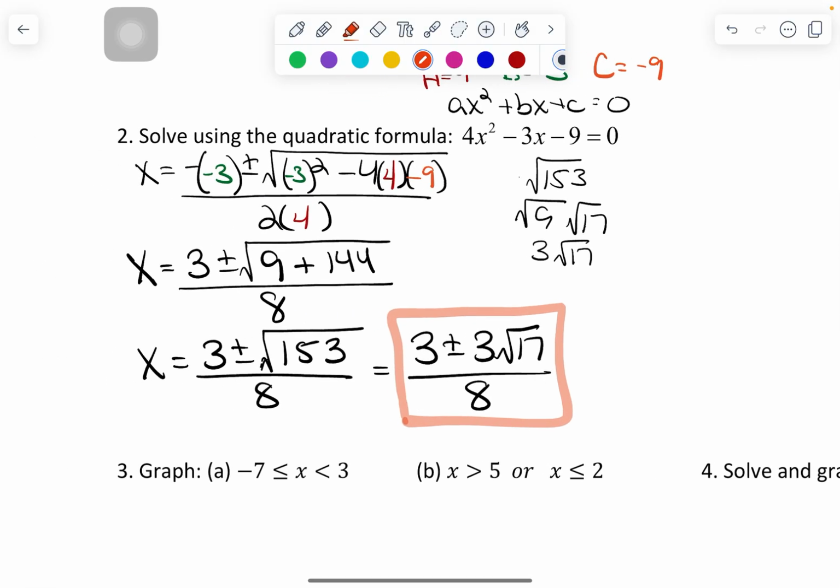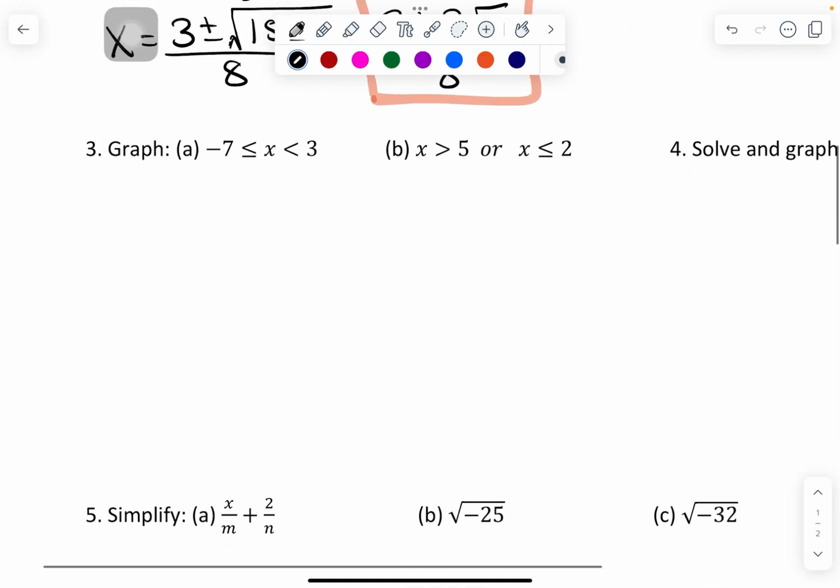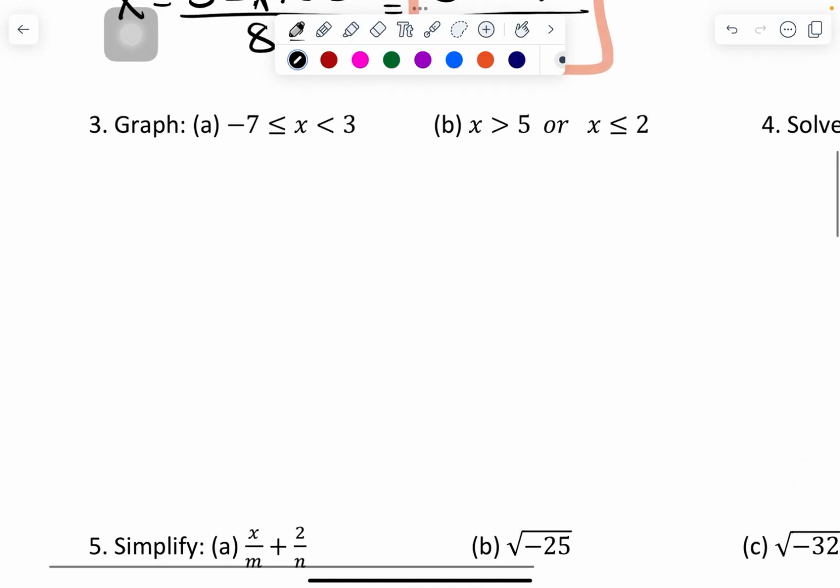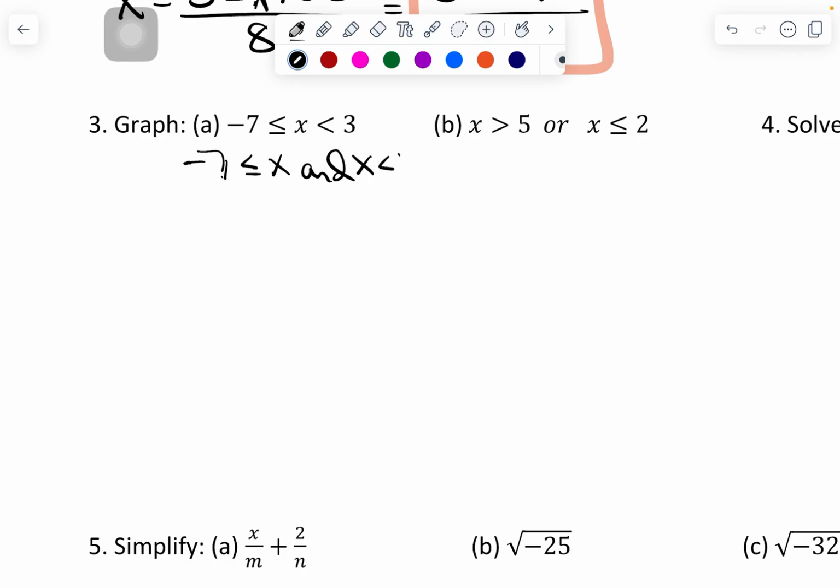I'm going to go ahead and move on down to problem number 3, which is graphing some conjunctions and disjunctions. So problem number 3 is a conjunction. So -7 is less than or equal to x, and x is less than 3.